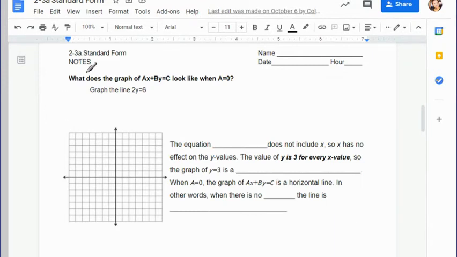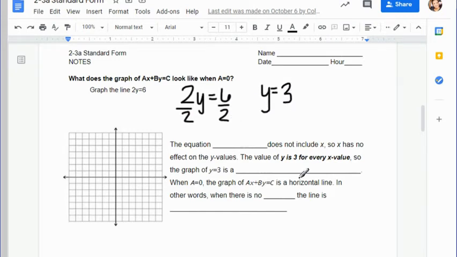Okay, so up here it says, what does the graph of ax plus by equals c look like when a is equal to 0? So if you don't have an a at all and you're just left with something like 2y equals 6, what we'll do is solve for y. We're going to divide by 2 on both sides. So y is equal to what?